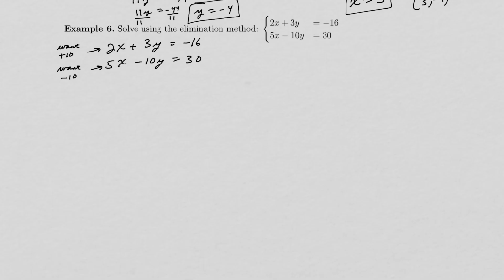So if I want to make that first equation a positive 10, that means I need to multiply by positive 5, right? So both sides, don't forget, you need to multiply both sides because you're not changing the equation, you're just rewriting it. And in the second equation, if I want a negative 10 there and I already have a positive 5, I need to multiply the second equation by negative 2. Again, both sides.